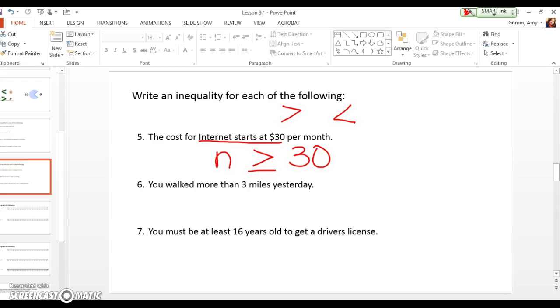So does N stand for the internet? It could, and we can use any variable we want, unless it tells us.